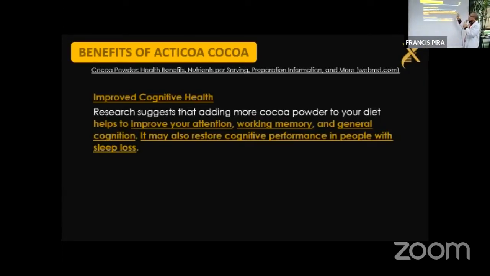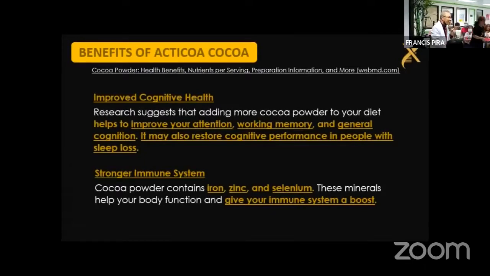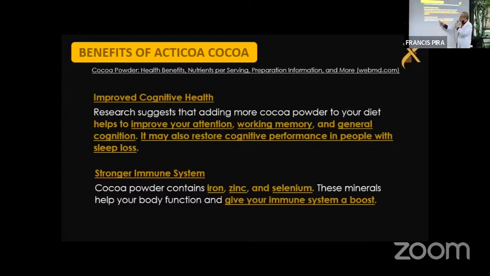Next please. So with the Acticoa, you have a stronger immune system. The cocoa powder contains lots of iron, zinc, and selenium. Selenium is good for the health of the blood vessels. Zinc is good for gene induction, and it is very important in gene expression. So our product, with the zinc, together with Imorigin, will now help express the genes. Your characteristics will be rightly expressed because of the presence of zinc. And you know, iron is very important in the formation of blood, and it will give your immune system a boost. Next slide, please.